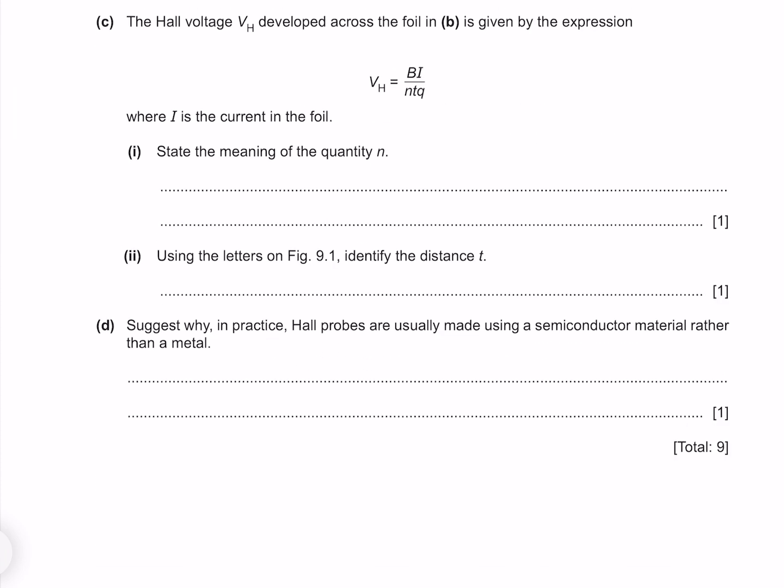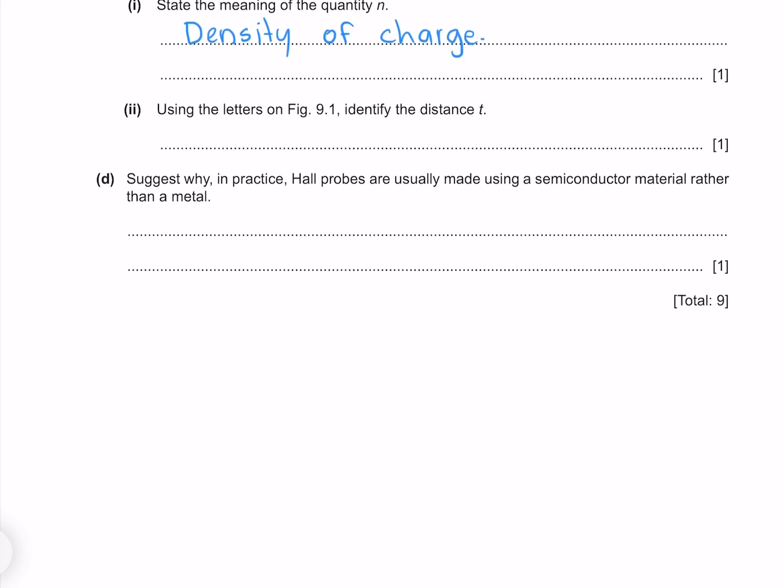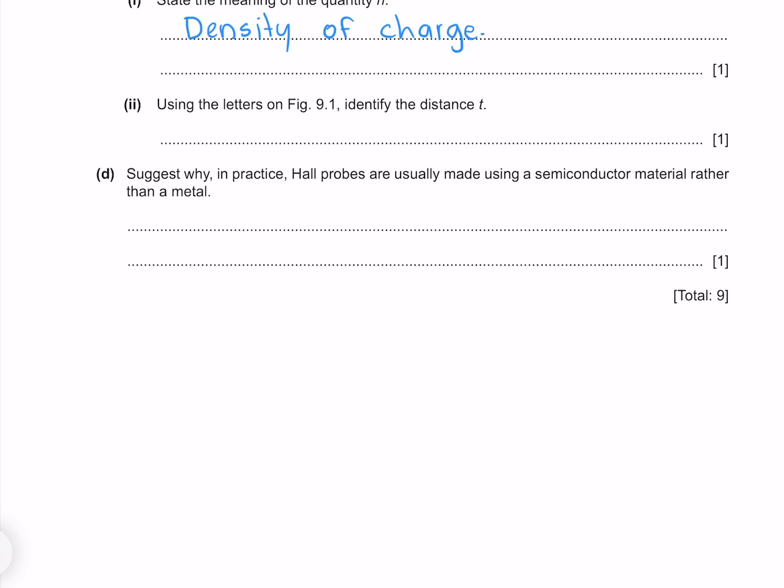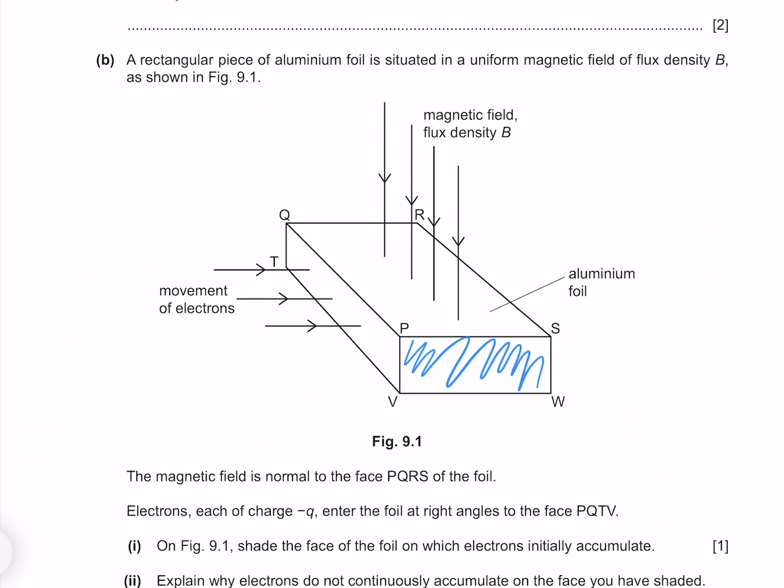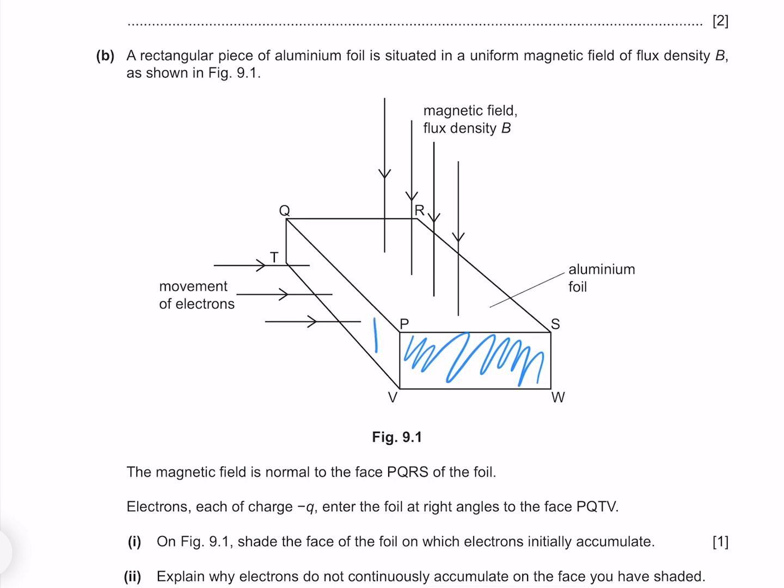The Hall voltage developed across the foil in B is given by the expression this, where I is the current in the foil. State the meaning of the quantity N. N is the density of charge. Using the letters on figure 9.1, identify the distance T. The distance T refers to our distance along here, so we could say QT, PV, or SW.